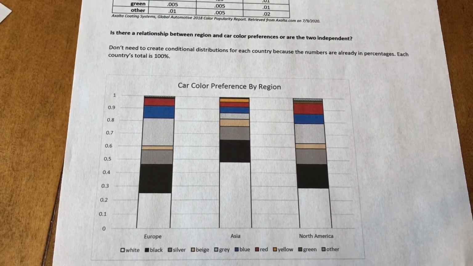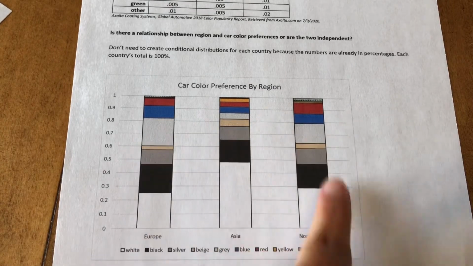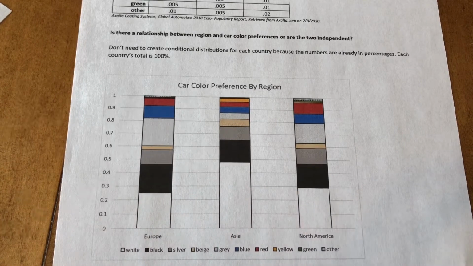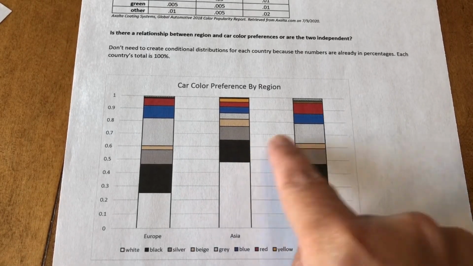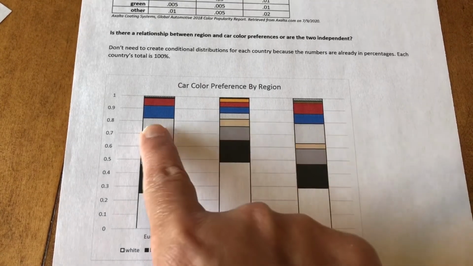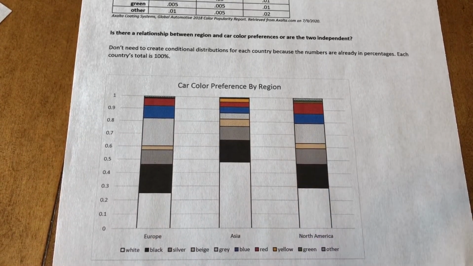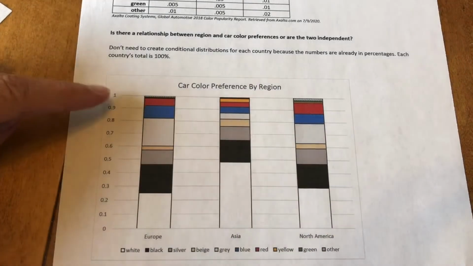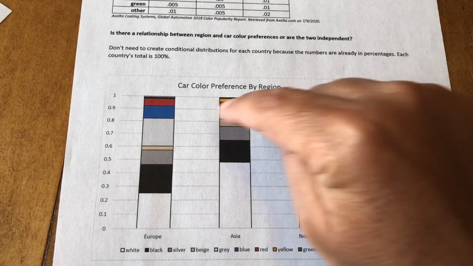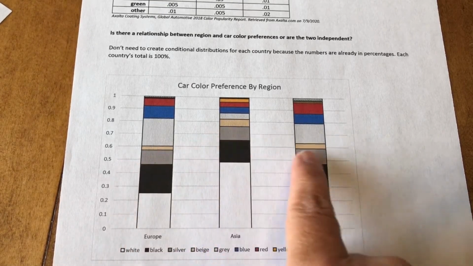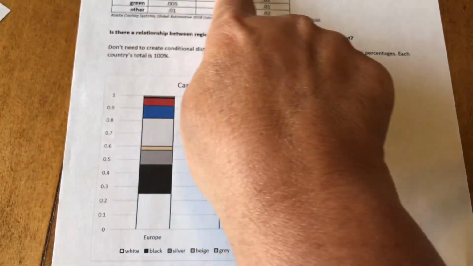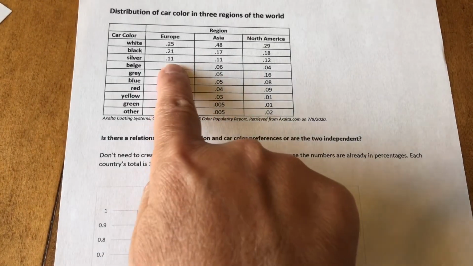Okay, after I've made that statement, let's say something about our data. White appears to be the most favored car color for all the regions. People in Asia seem to prefer gray cars less than the people in Europe and North America. Where's gray? People in North America seem to prefer red cars, here we go, more than people in Europe and Asia. And then all three areas seem to have the same preference for silver cars. Where's my silver? There's my silver. These all seem to be about the same. And you can see that. These are all about the same numbers.